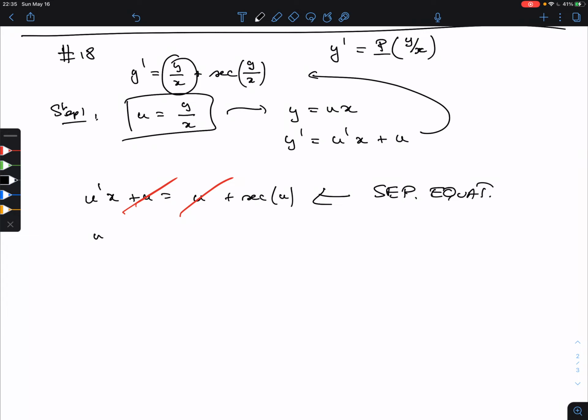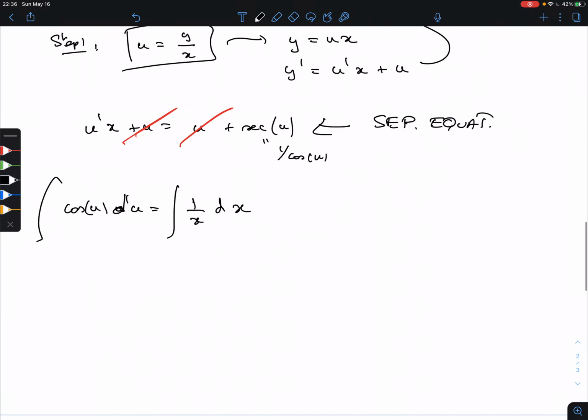So this means u prime over secant u. Divided by secant u is 1 over cosine u, so that actually is cosine u. If you cross multiply, it's much easier. Cosine u du is equal to, and what do we have? 1 over x dx on that side. The x goes to the other side, we have to divide by it. I hope you understand all this little algebra. Okay, so we integrate. That's not so bad. The antiderivative of cosine is sine u equals ln of x plus c.